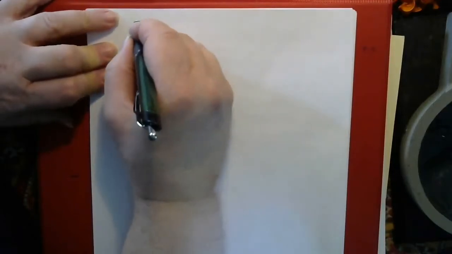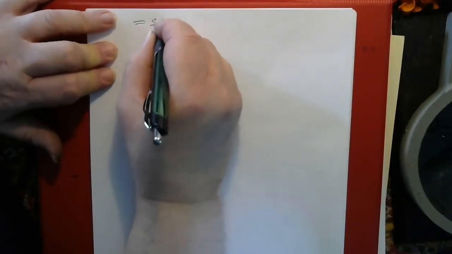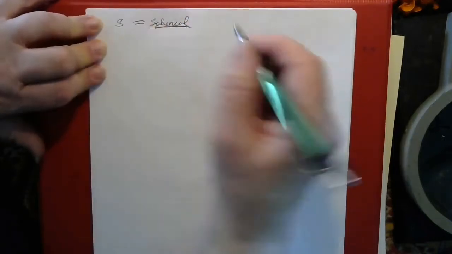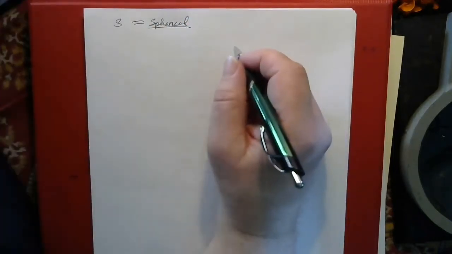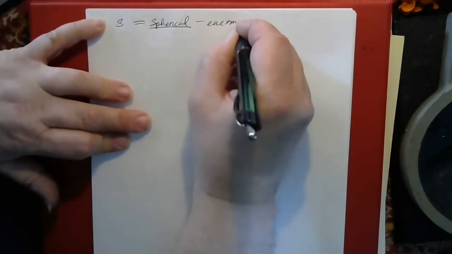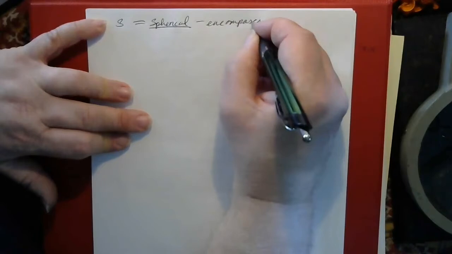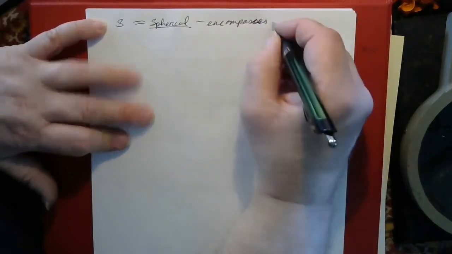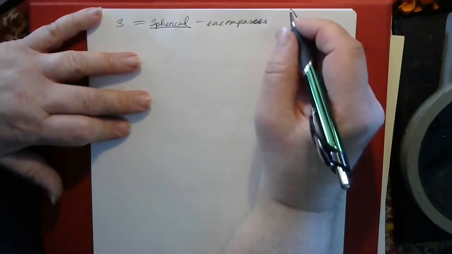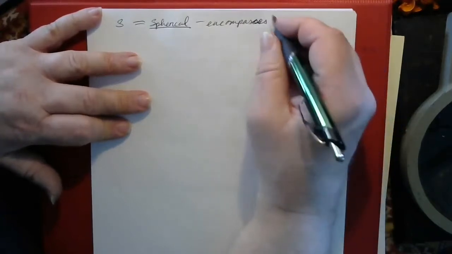Okay, on page 303, there's a diagram of an s orbital. I'm not going to bother showing it because it's actually very straightforward, pretty simple. The shape of an s orbital is spherical. And in terms of size, it will encompass about 90% of the total probability of finding an electron.